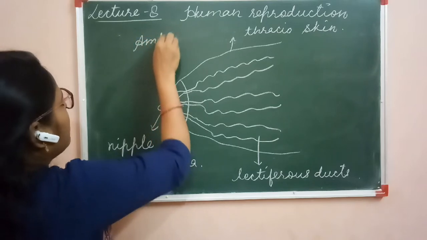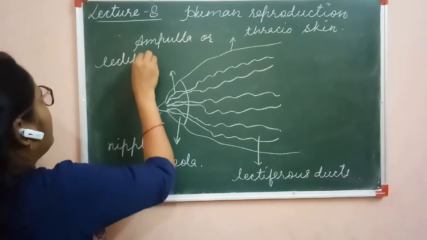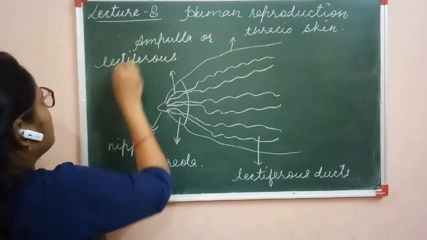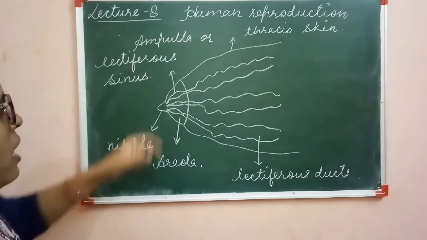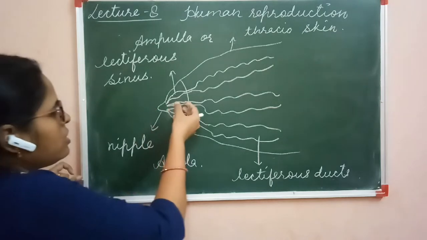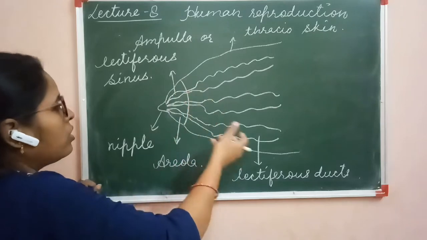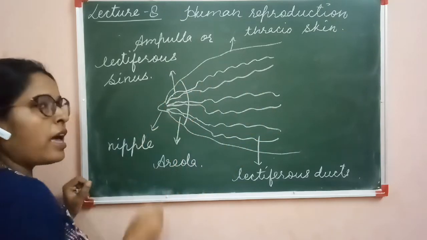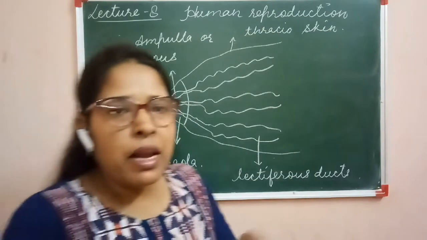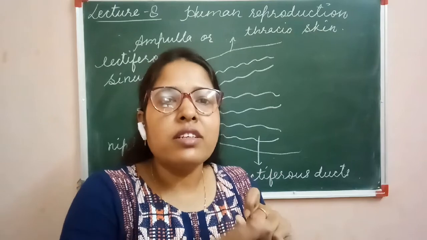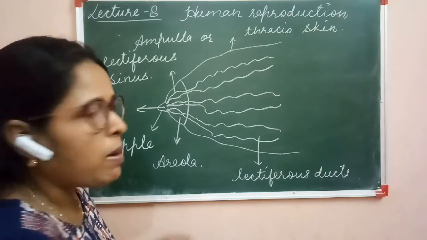Clear? So this is the ampulla or lactiferous sinus. These lactiferous ducts take the milk, pour the milk into this areola region, and through the nipple the milk is excreted outside the body after sucking the nipple. Clear? So this is all about the structure of the breast or the mammary glands.